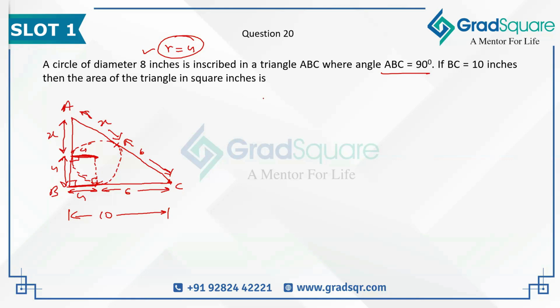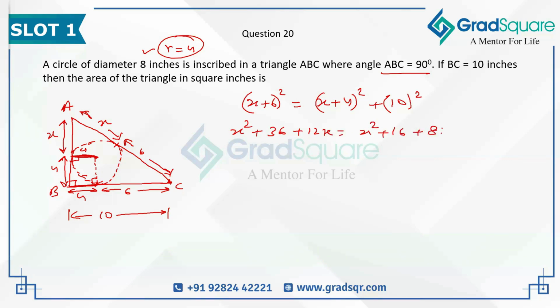I can apply my Pythagoras theorem where I would say (x + 6) whole squared, which is the hypotenuse squared, should be equal to the perpendicular squared, which is (x + 16) whole squared, plus 10 squared. This should give me the value of x. So let's try to solve this. x squared plus 6 squared, which is 36, plus 12x is equal to x squared plus 16 squared plus 8x plus 100. x squared would get knocked off from either side.